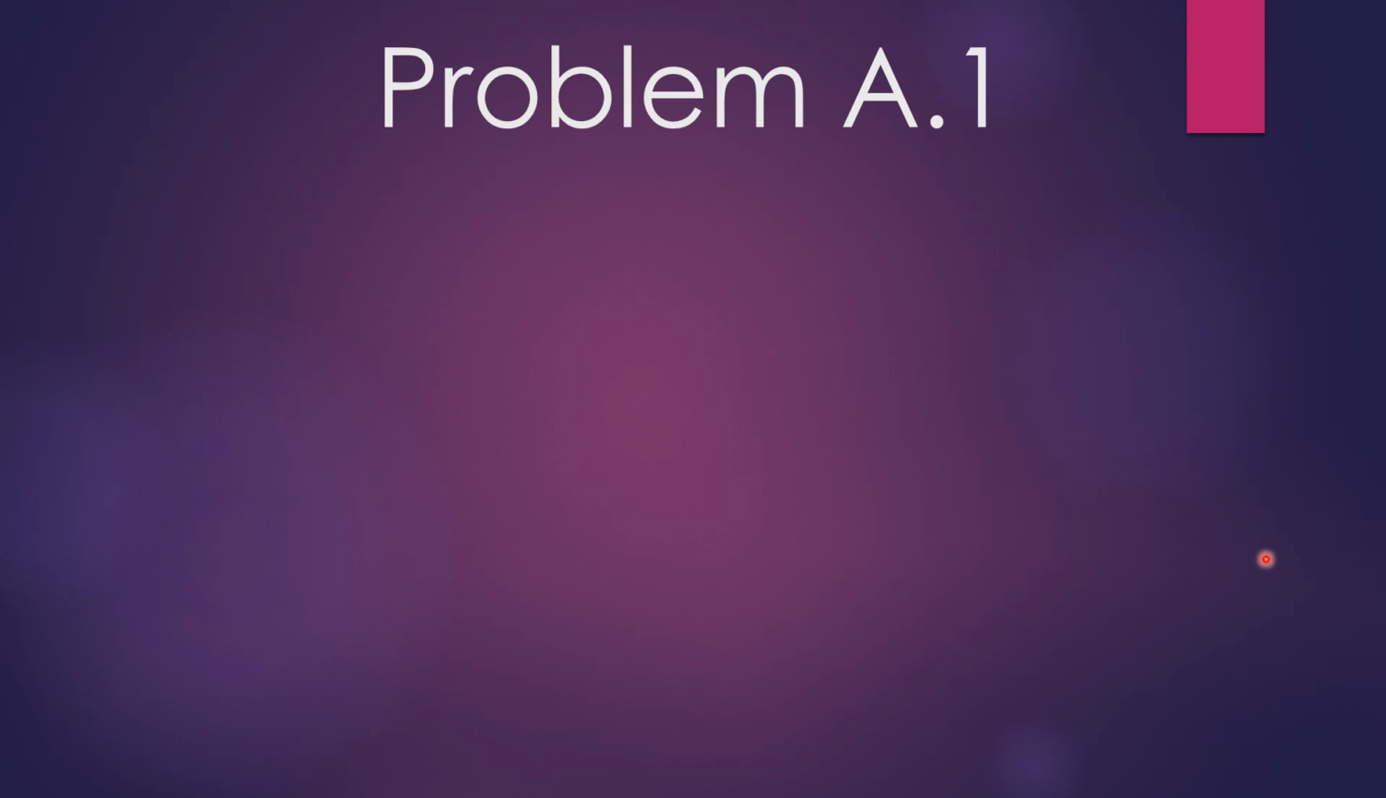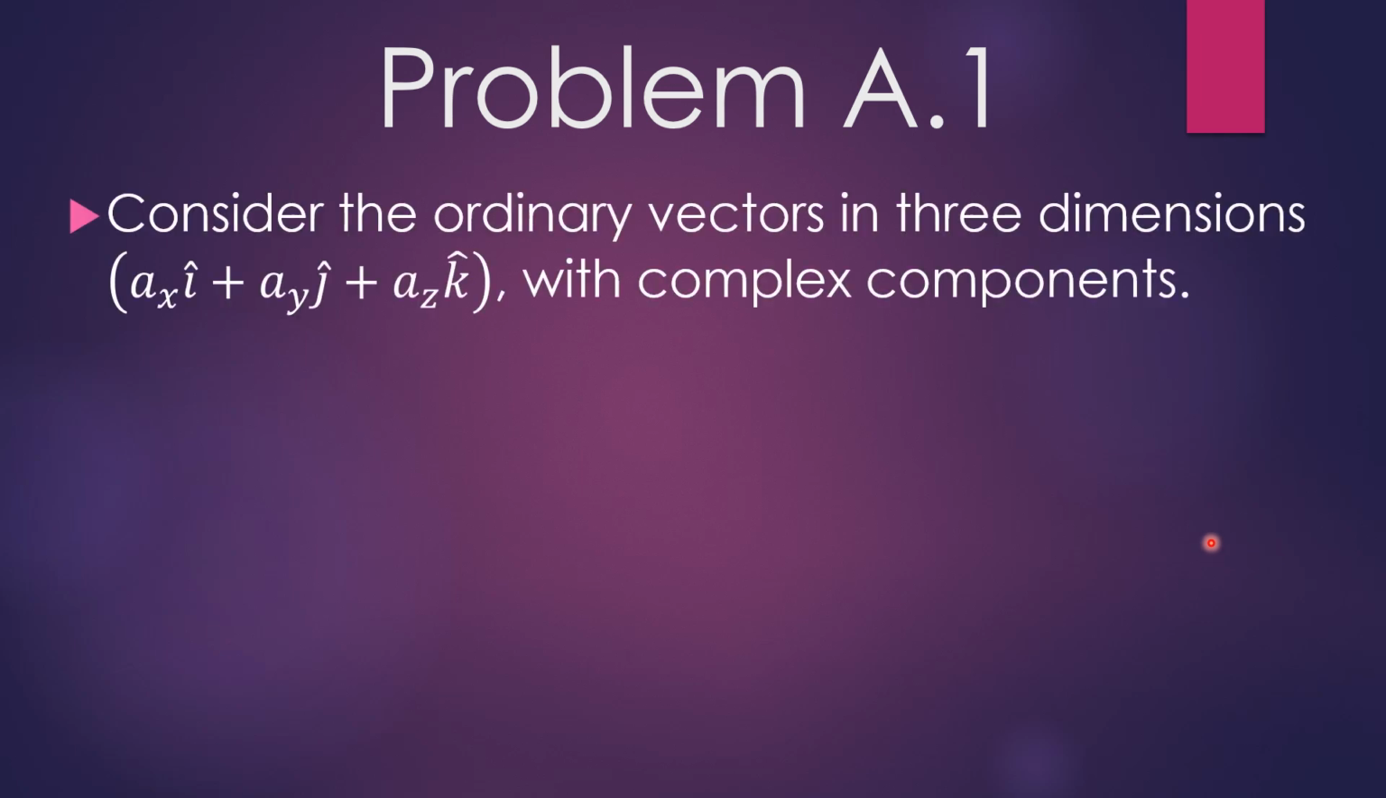Alright, so in problem 8.1, we're dealing with vector spaces. We're trying to consider the ordinary vectors in 3 dimensions which have components x, y, z in the i, j, k hat directions with complex components. Okay, that's good to know. If their components were real or positive integers, things like that, we'd have to handle it differently.